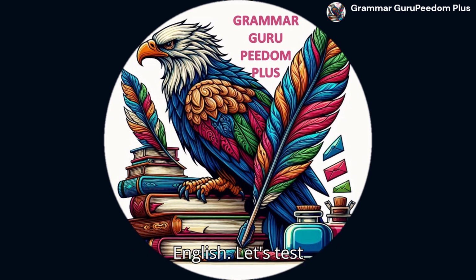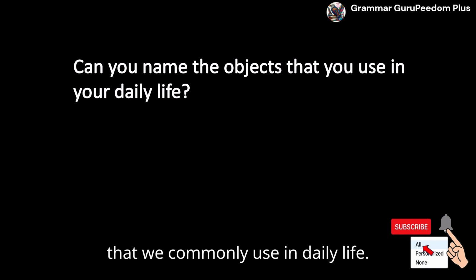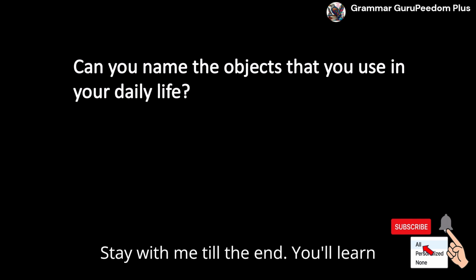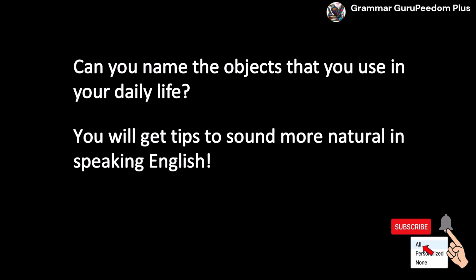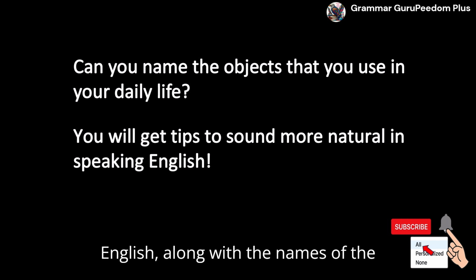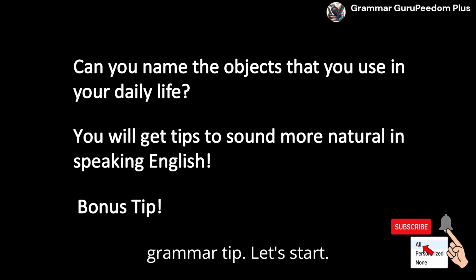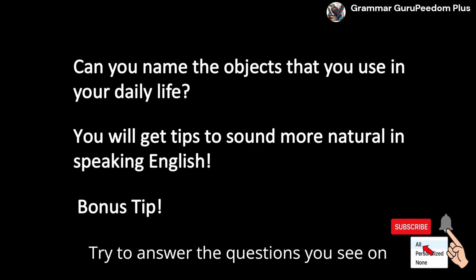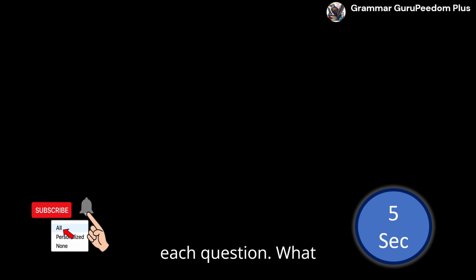Let's test if you know the English names of objects that we commonly use in daily life. Stay with me till the end. You'll learn many useful action words and phrases that help you sound more natural in English, along with the names of the objects. Also, there's a bonus grammar tip. Let's start. Try to answer the questions you see on the screen. You'll get 5 seconds for each question.